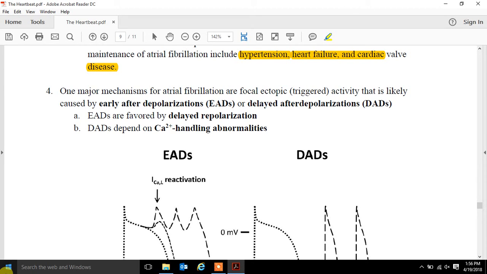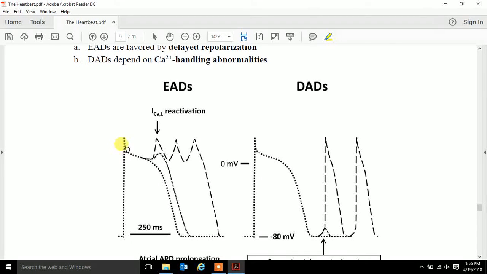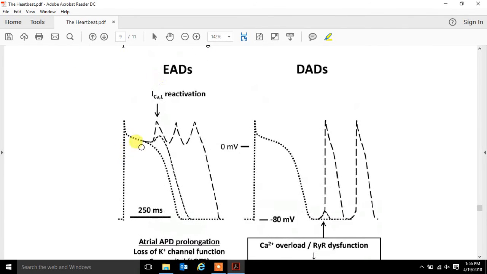One of the primary mechanisms for AFib is focal or triggered activity. They're caused usually by something referred to as early afterdepolarizations, or EADs, or delayed afterdepolarizations, DADs. EADs are favored by delayed repolarization. I'll talk about these down here and then scroll back up and highlight. So here's early afterdepolarization. This dotted line here is our normal action potential. We just went through the steps that drive this: phase 0, 1, 2, and 3.